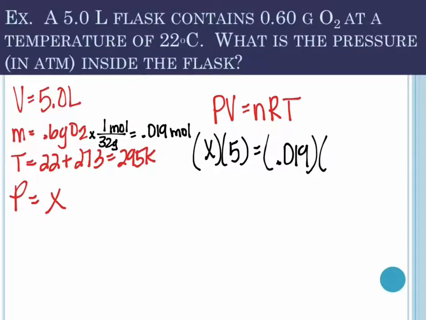Which R are we going to use? Well, we want the ATM, so we're going to use 0.0821. And my T is 295. So put that all in the calculator, solve for X, and X ends up being what? 0.092, and the unit is ATM.